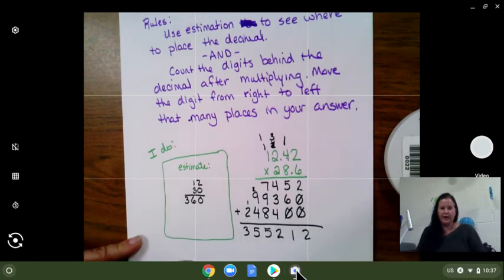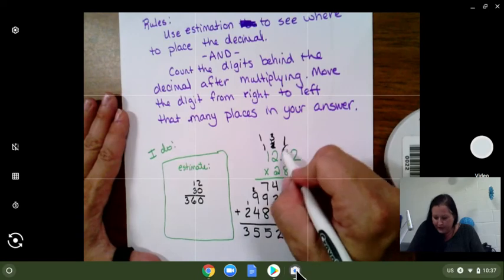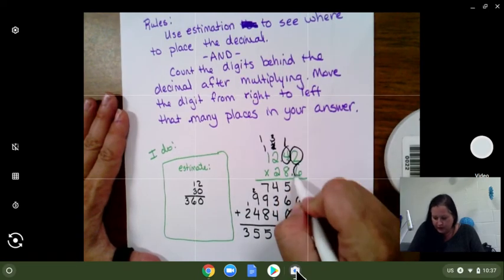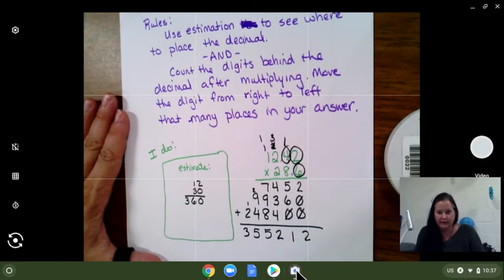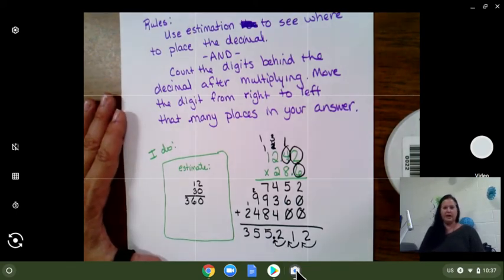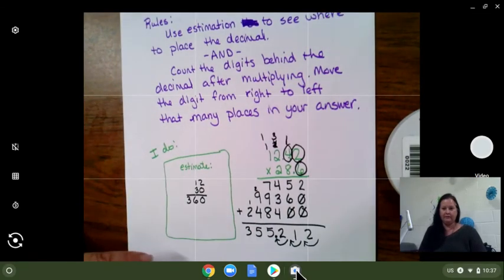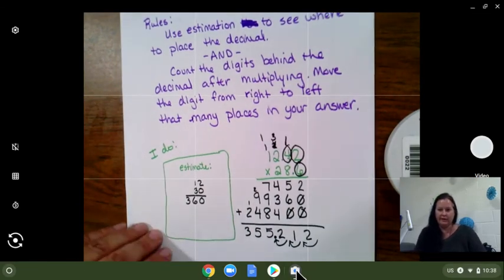Looks good. Okay, but I'm not done because I have decimals. I have 1, 2, 3 digits behind a decimal there. So I need to start over here on the right, and I need to move my decimal 1, 2, 3 spots. It's going to go right here. So I want 1 spot, 2 spots, 3 spots, decimal. So my answer is 355 and 212 thousandths.